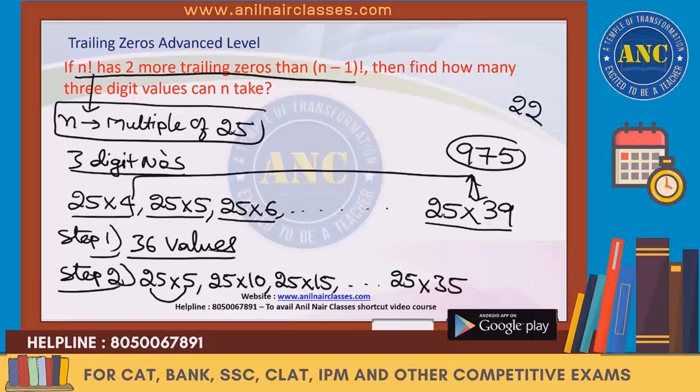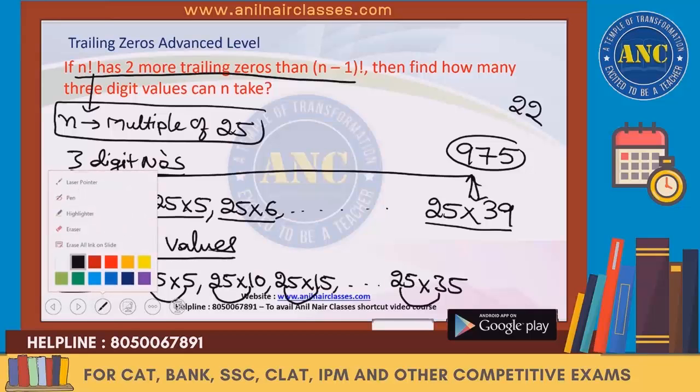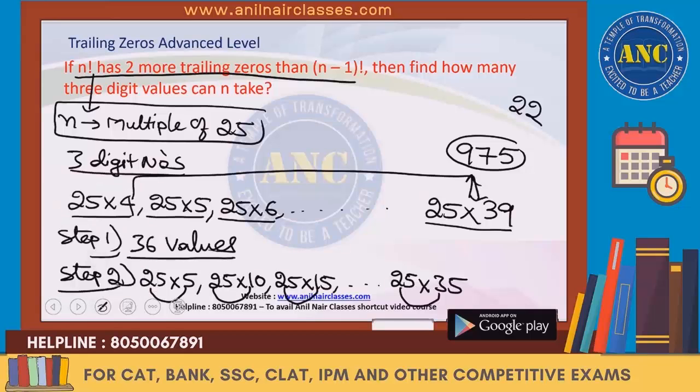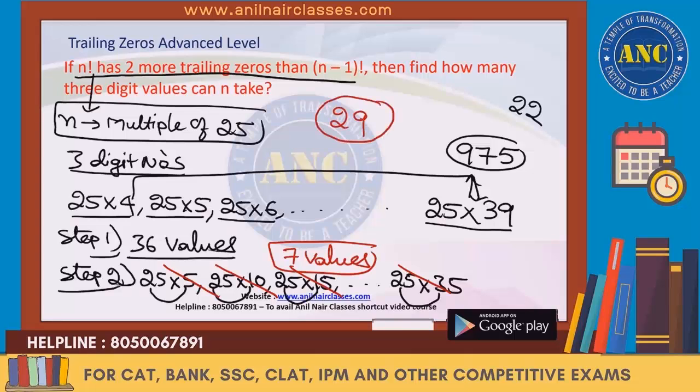Why? Because every time it is getting multiplied by one more multiple of 5, which will result in an extra 5. I want exactly 2 more trailing zeros. So 5 ones are 5, 5 twos are 10, up to 5 sevens are 35. 7 values will not satisfy. So 36 minus 7. How many 3-digit values can n take? Answer is 29. Very, very good question.